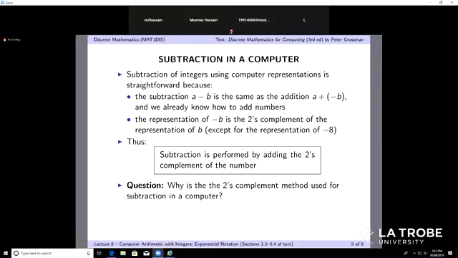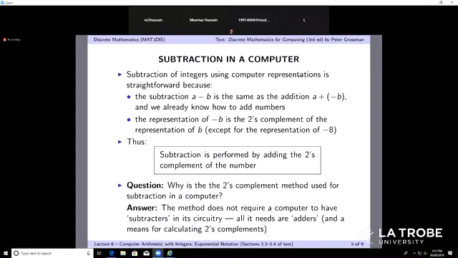Why is the 2's complement method used for subtraction in a computer? Because the method does not require a computer to have subtractors in its circuitry. We don't want another operation to be used in a circuit. Our keys are very precious, so we want to use them effectively. If a thing can be done by simple maneuvering of another operation, then we would do that. We wouldn't have to introduce an absolutely new key to it. Okay?